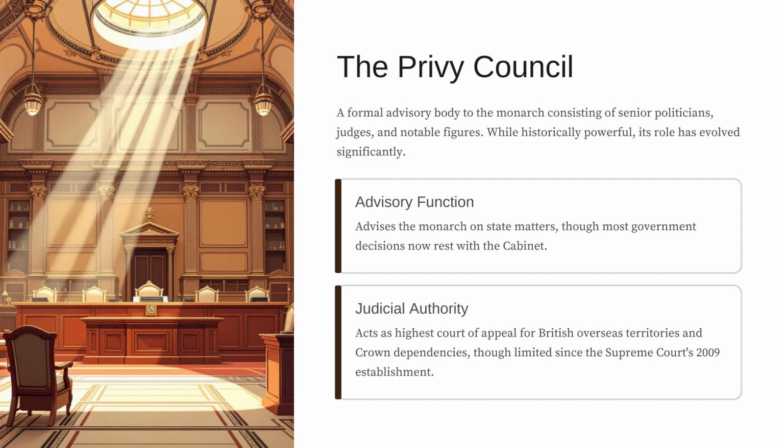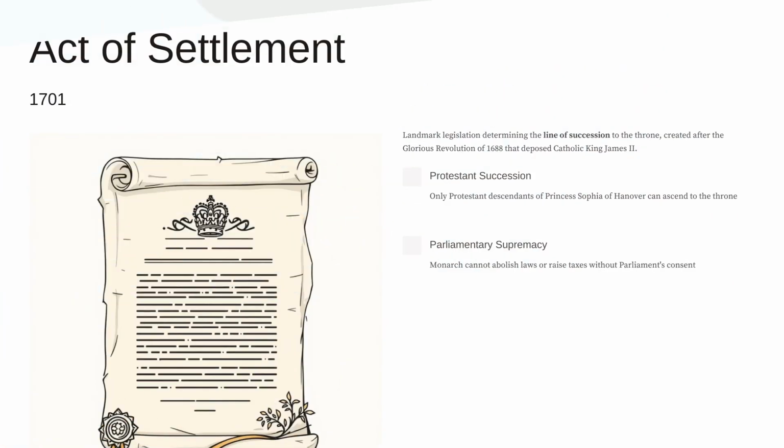The Privy Council, a formal advisory body to the monarch consisting of senior politicians, judges, and notable figures. While historically powerful, its role has evolved significantly. Advisory function: advises the monarch on state matters, though most government decisions now rest with the cabinet. Judicial authority: acts as highest court of appeal for British overseas territories and crown dependencies, though limited since the Supreme Court's 2009 establishment.